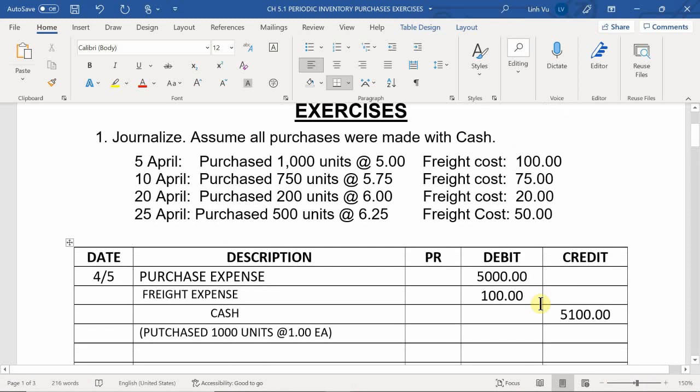All right, April 20th, okay, I purchased 200 units at $6 each, with the freight costing me $20. How do I journalize that?